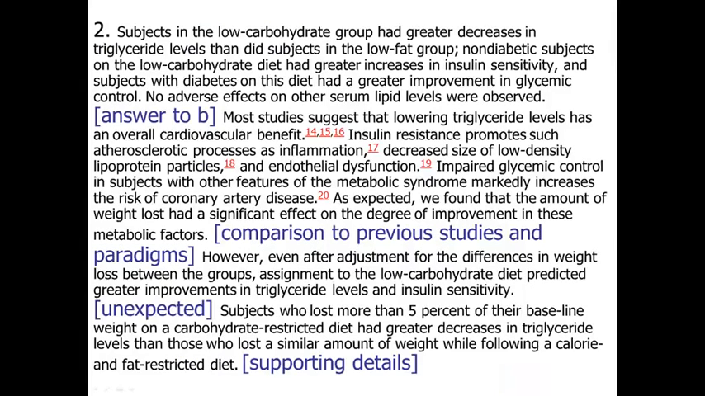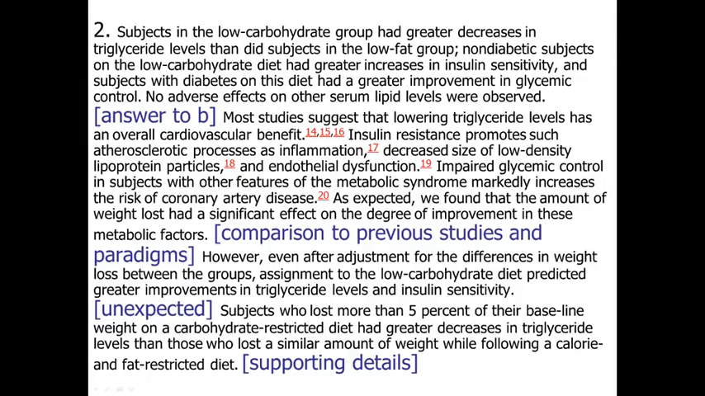And then they jump to the second paragraph. They answer that second question, which was the concern about if you eat a lot of steak and cheese, your cholesterol might skyrocket and you might have heart attacks. So they answer that question. Subjects in the low-carb group actually had greater decreases in triglyceride, that's good, than subjects in the low-fat group. They had greater increases in insulin sensitivity, which is also good. There were no adverse effects on serum lipids, things like cholesterol. So that answers their second question. So it doesn't appear to have any bad effects in terms of cardiovascular risk.